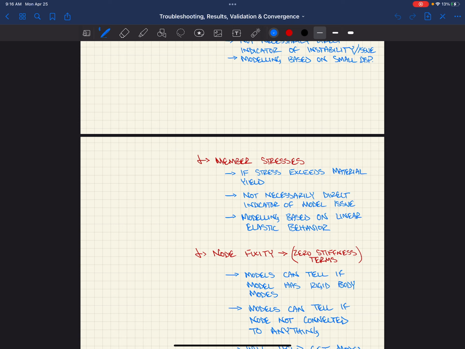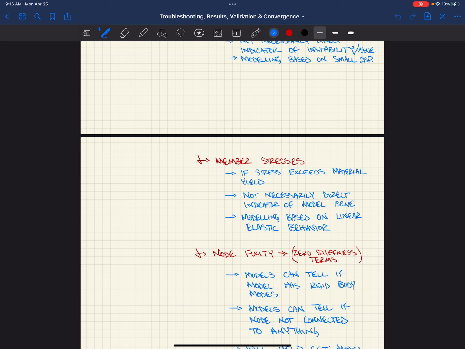So if stress exceeds material yield, again, not necessarily a direct indicator of a model issue, but our modeling is all based on this linear elastic behavior, so there might be an issue, right? You might want to consider that. I'm going to review that.